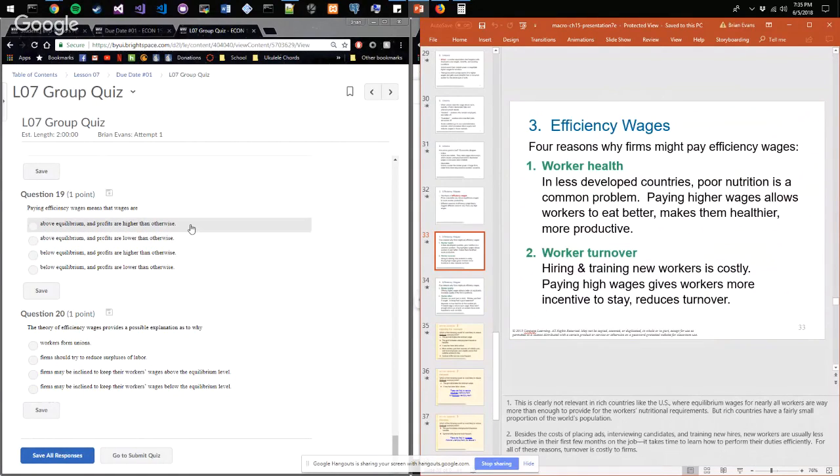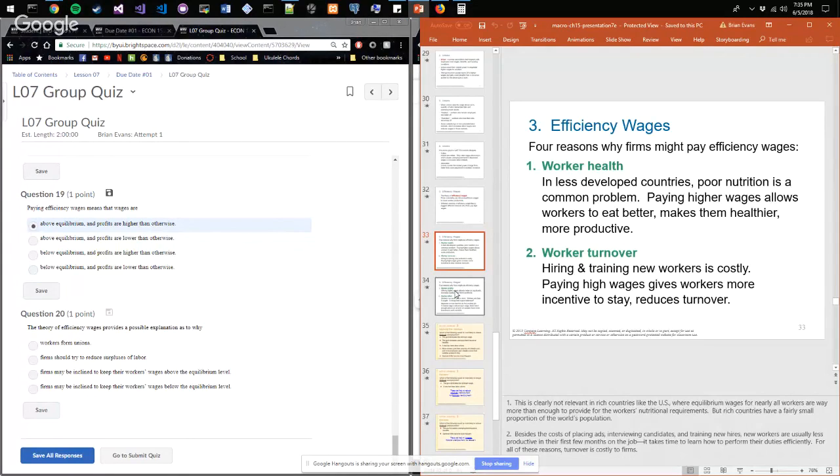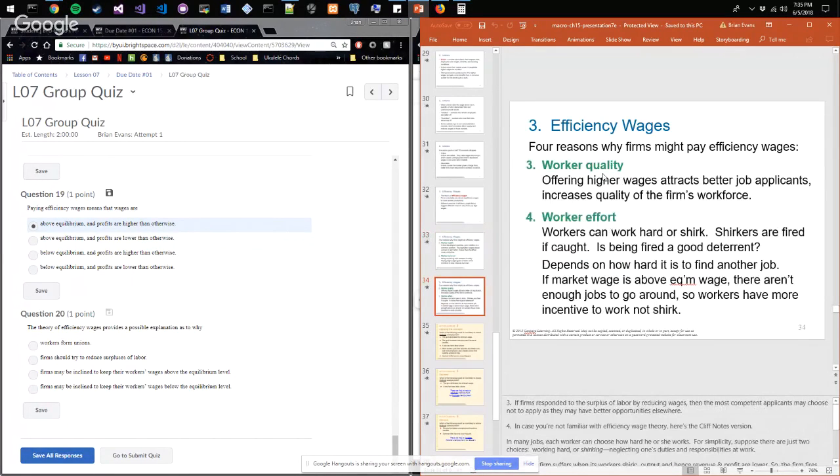I would say that the profits would be higher than otherwise because otherwise they would. Yeah. Oh, wait a second. If the workers are eating better, healthier, more productive, and it's reducing turnover, then I feel like that would keep the profits high. Yeah, that makes sense.